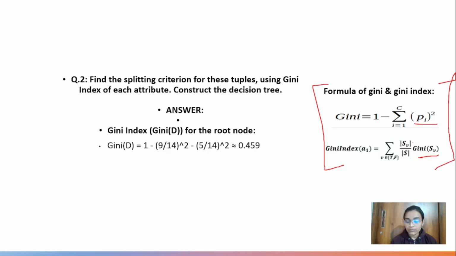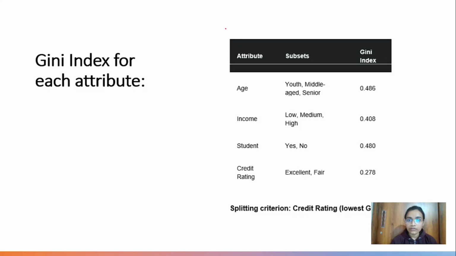So like this, if we put the values in the respective formula, we can get the Gini index values. Here we have calculated the Gini index value for our root node. So the Gini index value for D, which is the root node, is 1 minus 9 upon 14 whole square minus 5 upon 14 whole square, which is nearly equal to 0.459, or we can say 0.5. Like this, we'll calculate the Gini index value for each attribute. Age has Gini index 0.486, income has 0.408. The Gini index value for student is 0.480, and for credit rating it is 0.278.